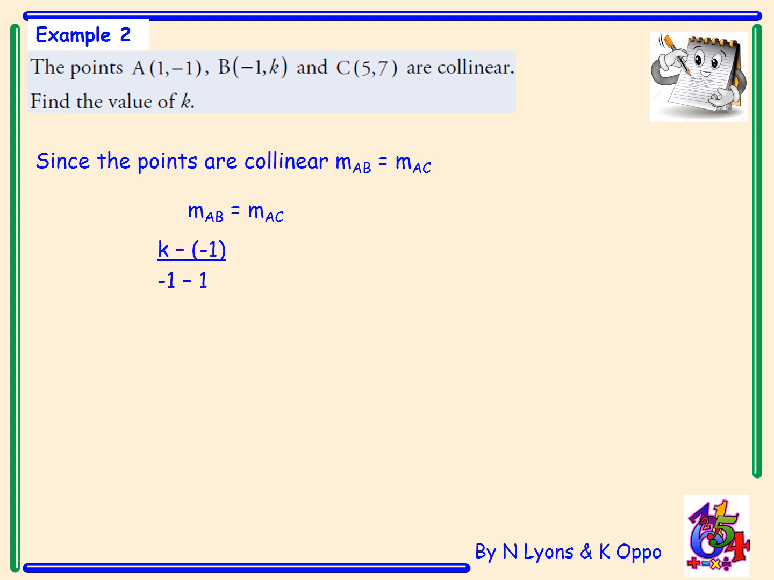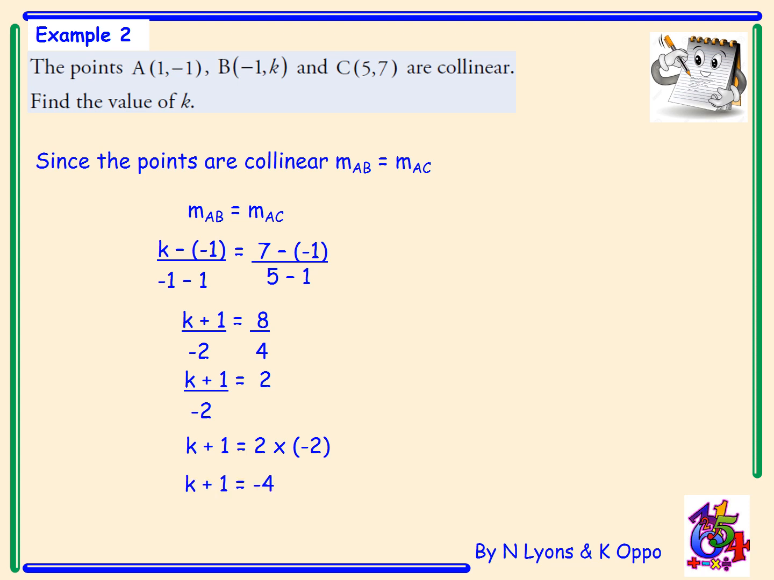The gradient of AB will be k subtract negative 1 divided by negative 1 take away 1. And the gradient of AC will be 7 subtract minus 1 divided by 5 take away 1. We can simplify this to give k plus 1 over negative 2 is equal to 8 divided by 4. Our right hand side, 8 divided by 4, becomes the number 2. The next step, I'm going to move my negative 2 over and multiply with the number 2. 2 multiplied by negative 2 will give an answer of negative 4. So k plus 1 equals negative 4. Therefore, k will be equal to negative 5.